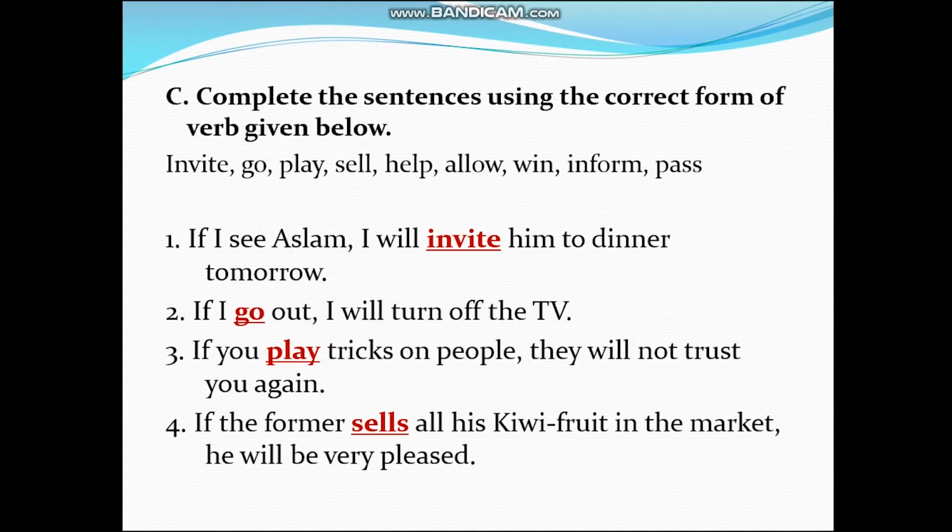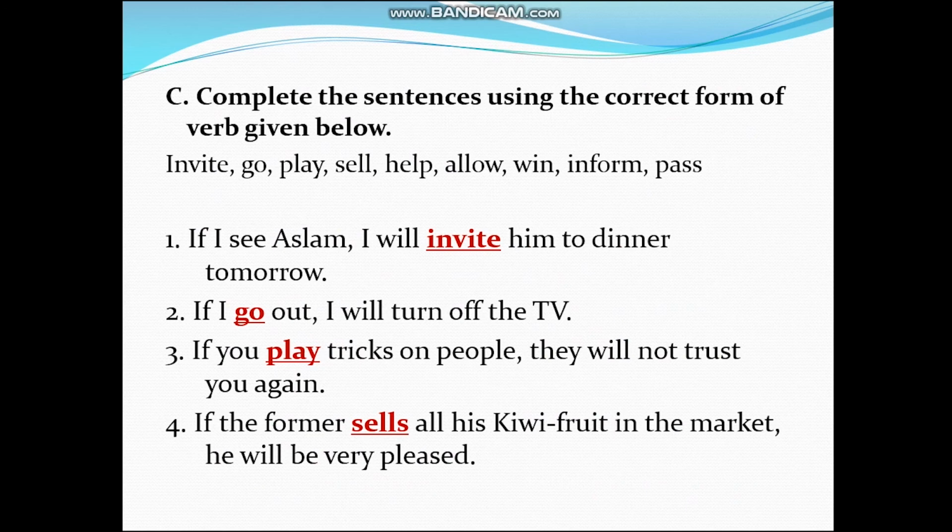Now, complete the sentences using the correct form of verb given below. Invite, go, play, sell, help, love, win, inform, pass. If I see Aslam, अगर मैं असलम को देखूंगा या देखूंगी, I will invite him to dinner tomorrow. तो मैं उसे कल रात के खाने पर दावत दूंगी. Invite, I will. You always use first form of the verb with will in future indefinite tense.